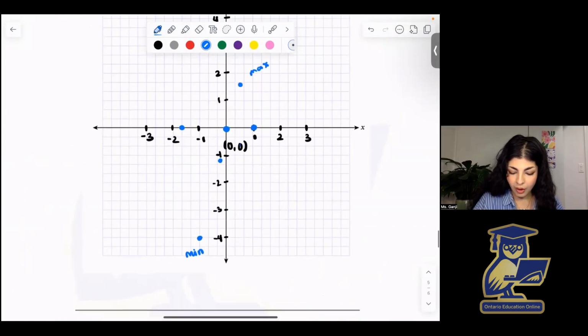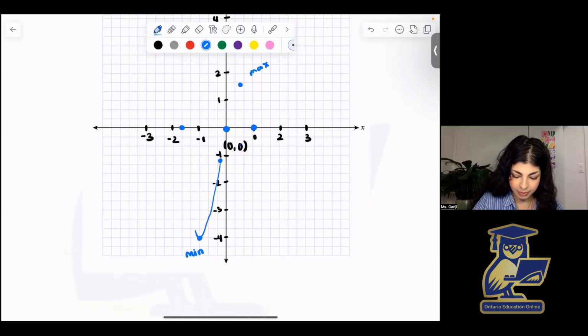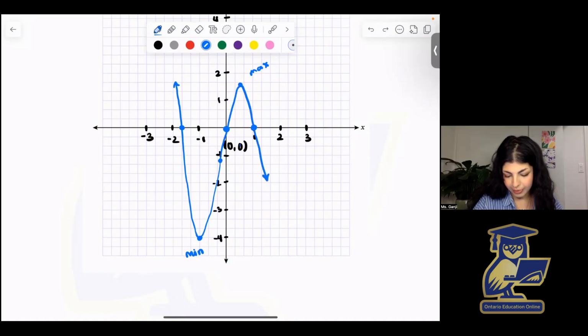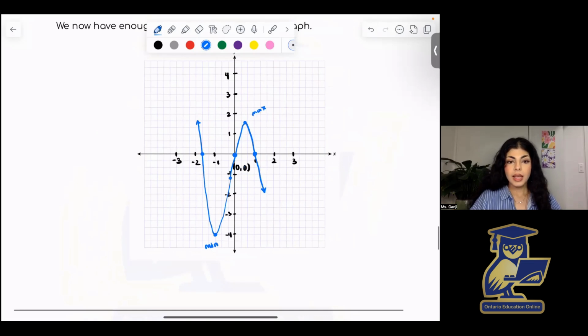Okay, so then we know that all of these are going to be concave up. So I'm going to start connecting this concave up. And then now we're going to go concave down. Okay, there we go. And that is a sketch of our curve based on all of that information.